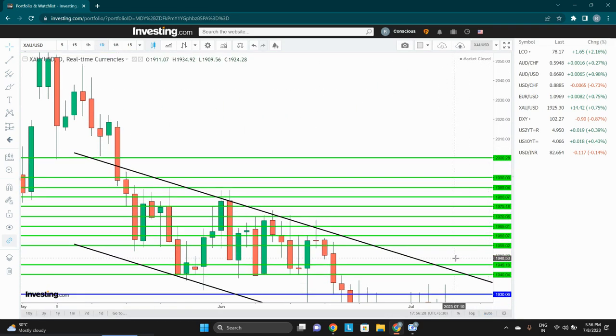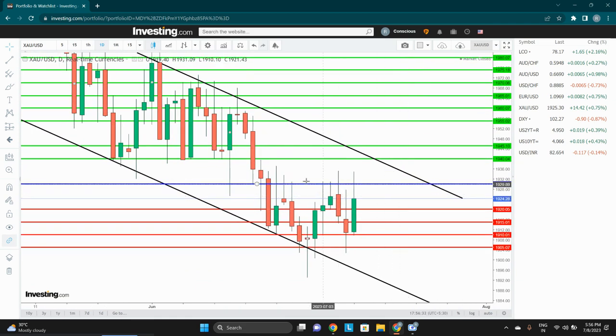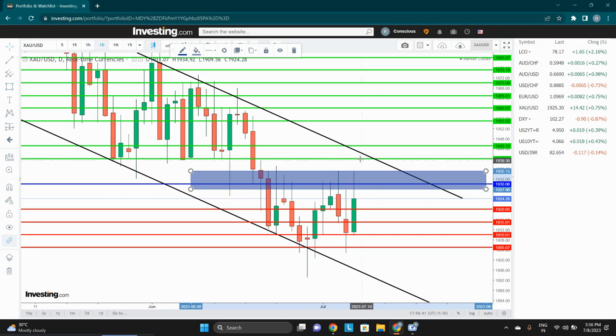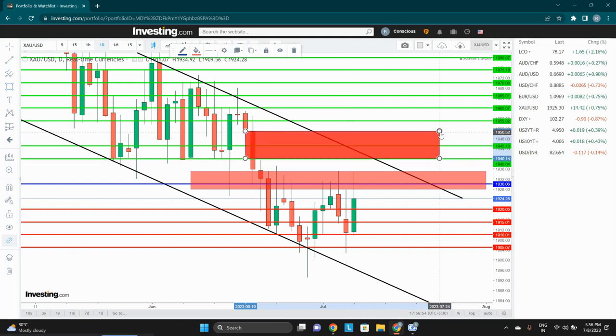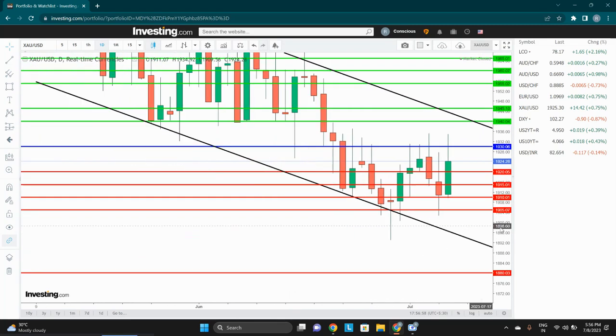On the daily chart, if you see, it is still inside this channel. Again we are taking this resistance level, which is coming around 1935 to 1930 region. Approximately, here we are facing a hurdle. We are not able to close above this region. There is also another resistance block around 1940 to 1945 on gold.